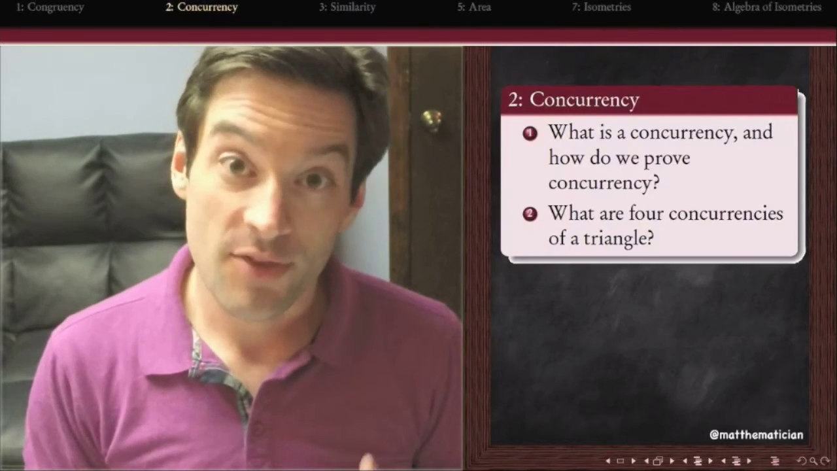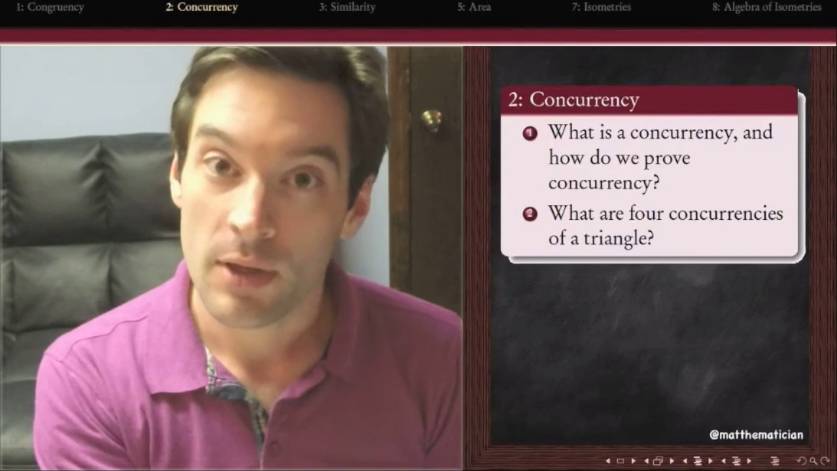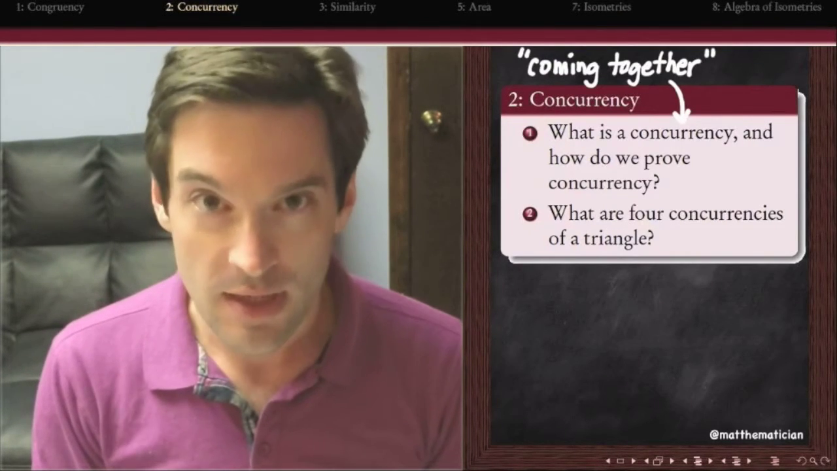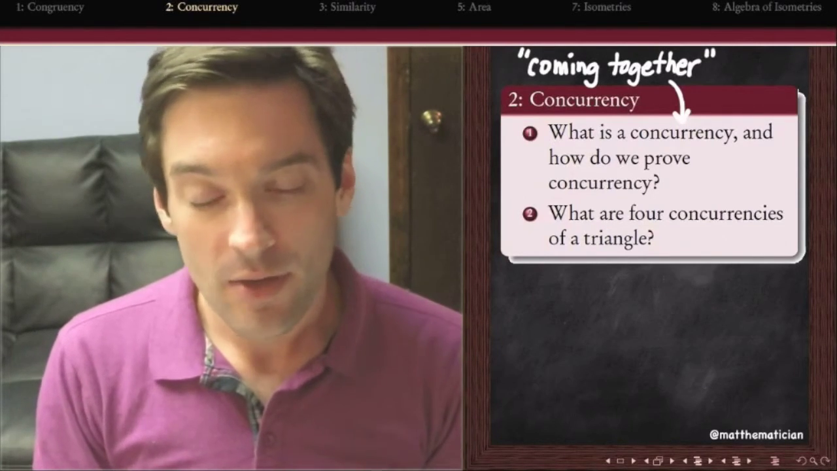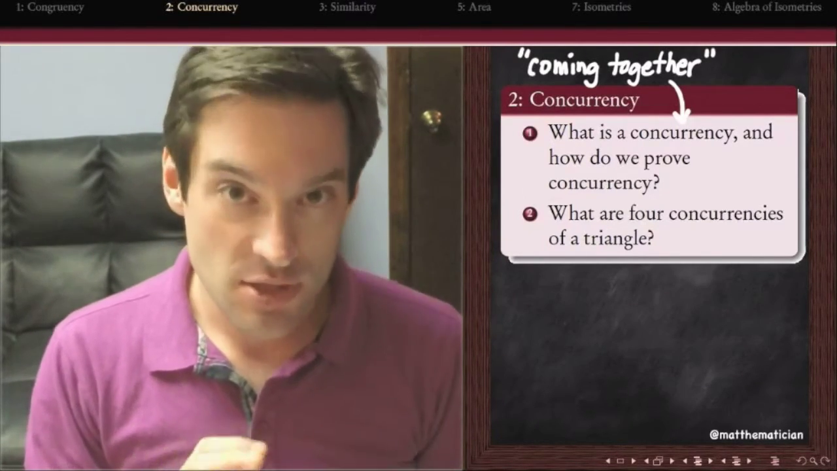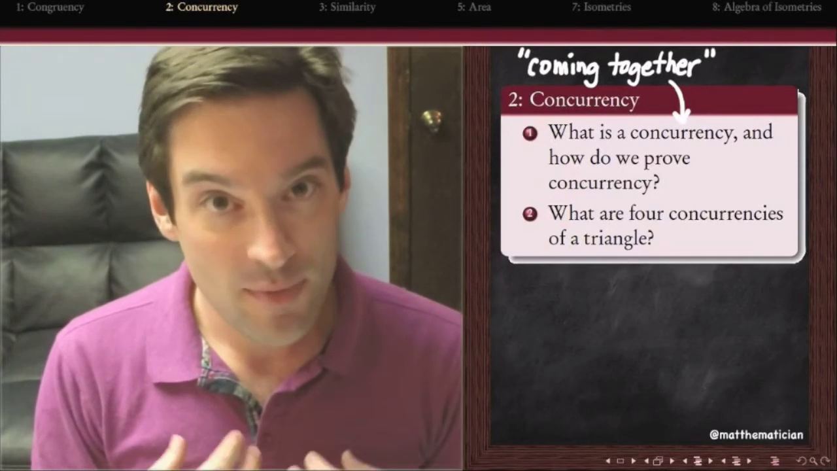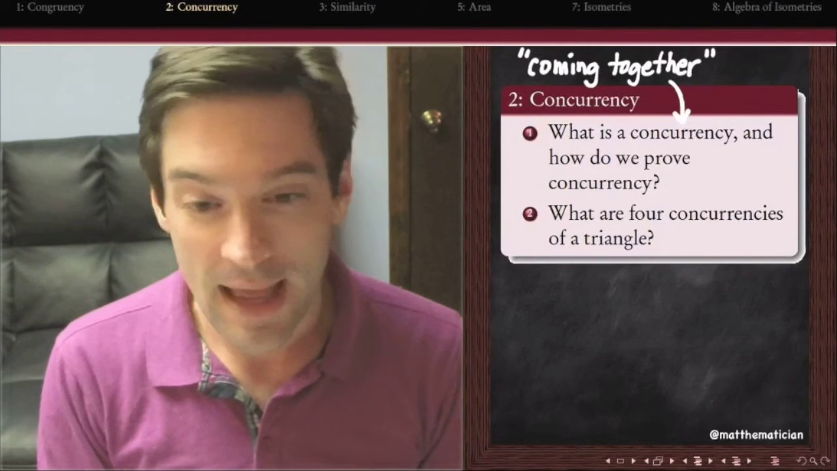So now that we have some results about congruency under our belts, the next place we're going to go is to talk about results about concurrency. Concurrency in geometry is a sense of things coming together. In other words, a way of arranging geometric objects so that something remarkable happens, something surprising happens, something happens that we can't generally expect will happen.